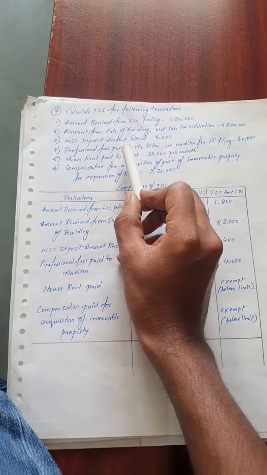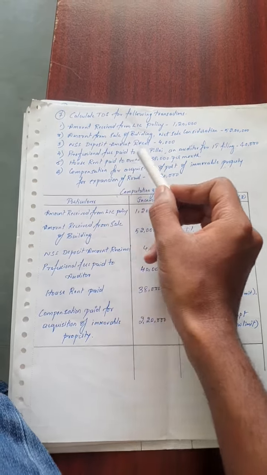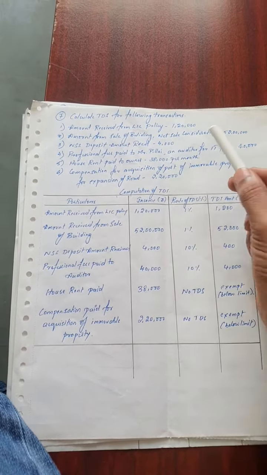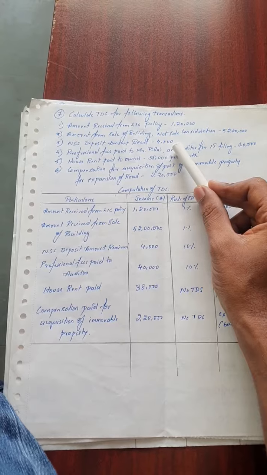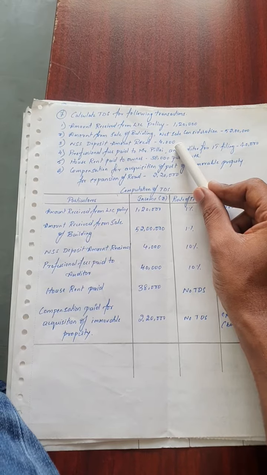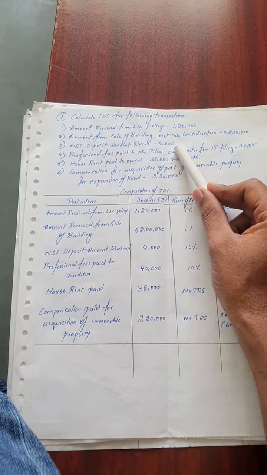Now third item they have given: National Savings Scheme deposit amount received. So there is a withdrawal from National Savings Scheme deposit. Now since it is more than 2500, which is 4000 here in this case, 10% of TDS is applicable on the same.